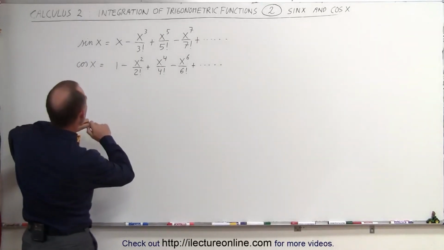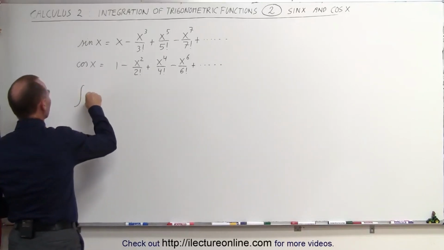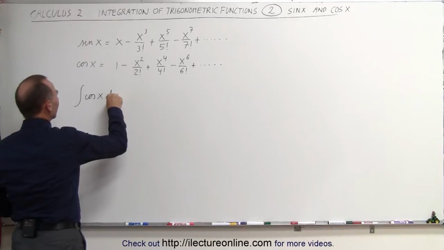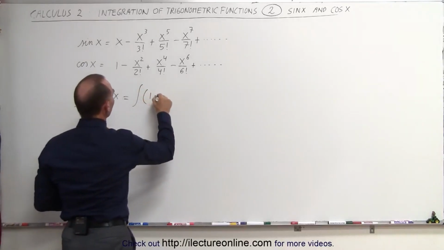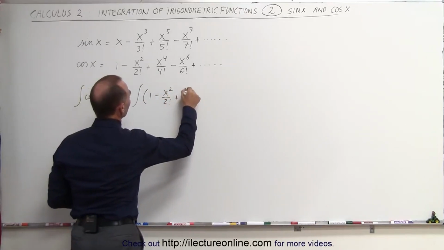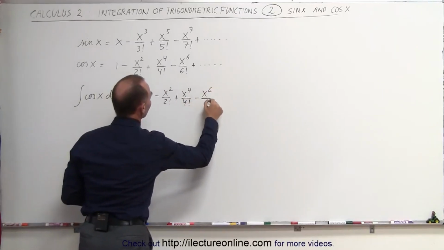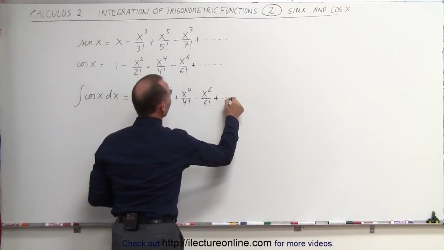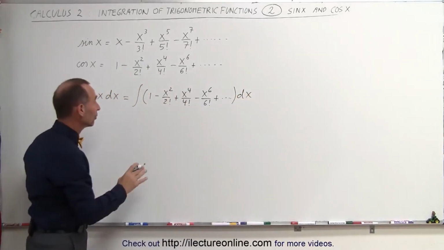Let's start with the cosine. We're going to integrate the cosine of x times dx, and that is equal to the integral of the quantity 1 minus x squared over 2 factorial plus x to the 4th over 4 factorial minus x to the 6th over 6 factorial plus and so forth, all times dx. All right, let's integrate it one term at a time.